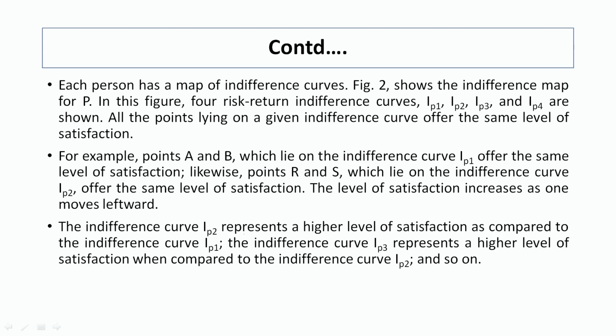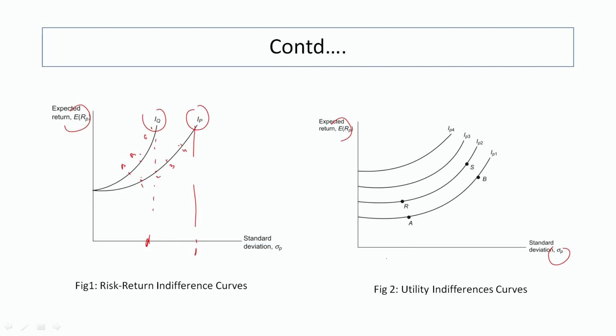The indifference curve P2 represents a higher level of satisfaction as compared to indifference curve P1, and P3 is again representing a higher level of satisfaction when compared to P2, as it is moving upwards towards the left. It is providing a higher level of satisfaction. So we can say the P4 indifference curve is providing a higher level of satisfaction, or higher level of return, as compared to P1.